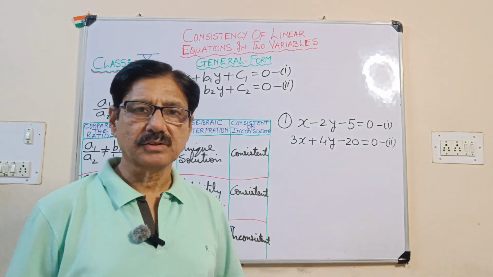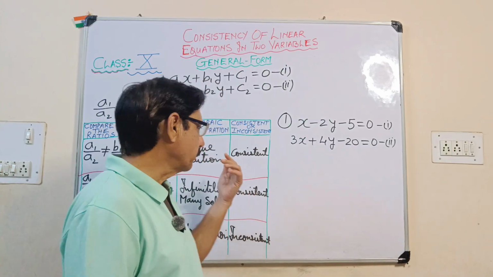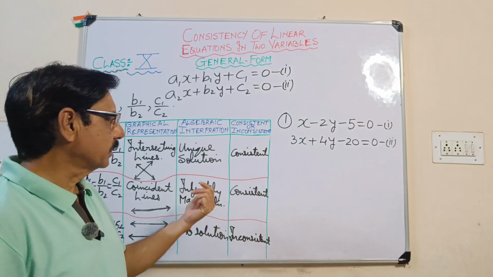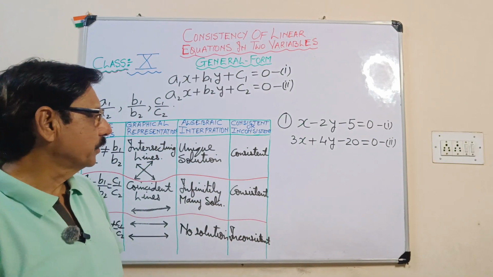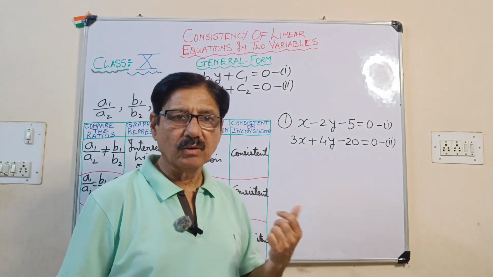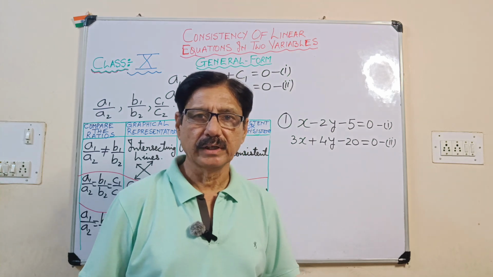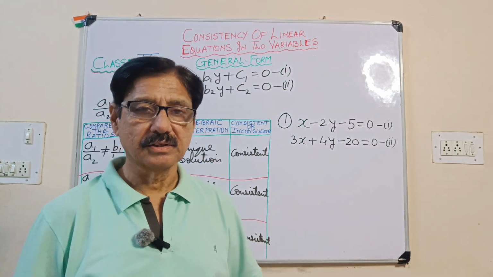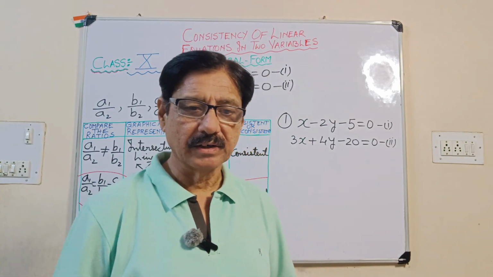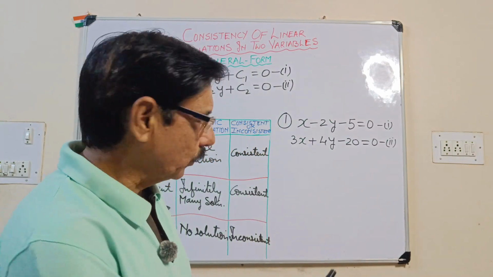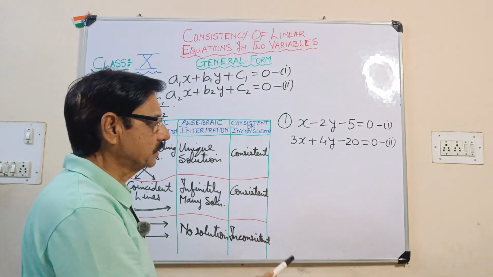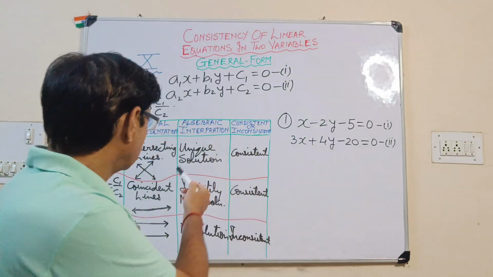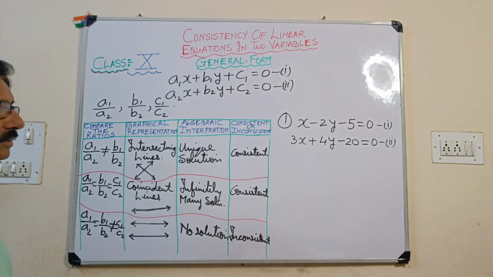If we are solving it graphically, what type of solution do we get? And in the algebraic interpretation, what type of solution do we get? We can also check by that whether the pair of linear equations is consistent or inconsistent. So today, with some examples, we will discuss these three conditions.